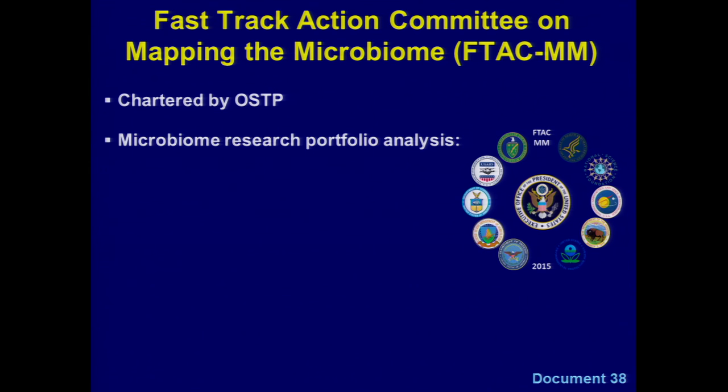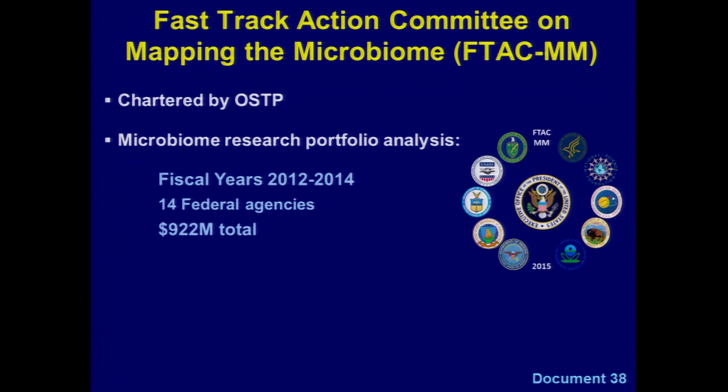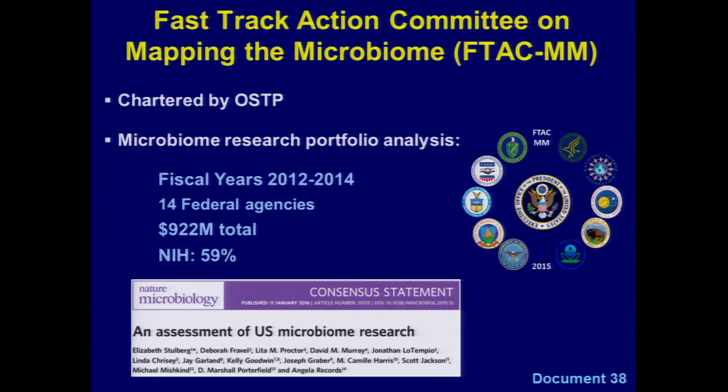The microbiome research portfolio analysis covered fiscal years 2012 through 2014 and included 14 federal agencies. The committee identified a total of $922 million in intramural and extramural microbiome research funding. NIH funding comprised about 59% of this total. More information on this analysis can be found in the final report, which was released in November. In addition, a paper summarizing the portfolio analysis was published in the inaugural issue of Nature Microbiology in January. And a second paper, which focuses on the NIH investment in this emerging field, is currently being prepared.